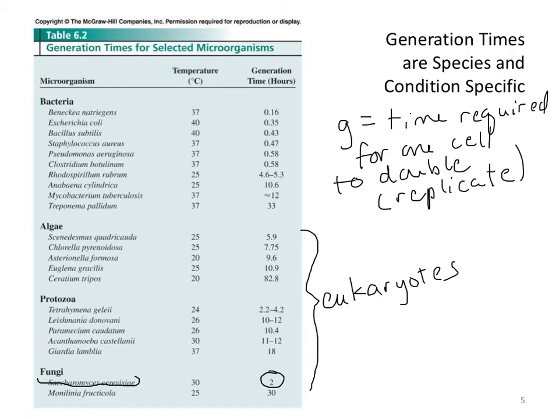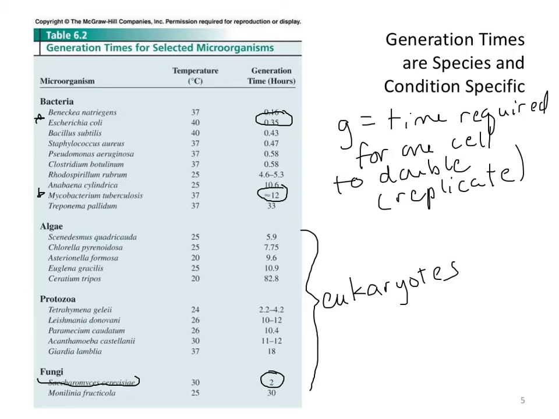Take a look at the bacterial information. Let's compare E. coli over here, which has a generation time of 0.35, so that's a decimal hour. That's roughly 20 minutes, okay? And let's compare it with Mycobacterium tuberculosis, causative agent of TB. It's got a generation time of around 12 hours. That's a pretty big difference.